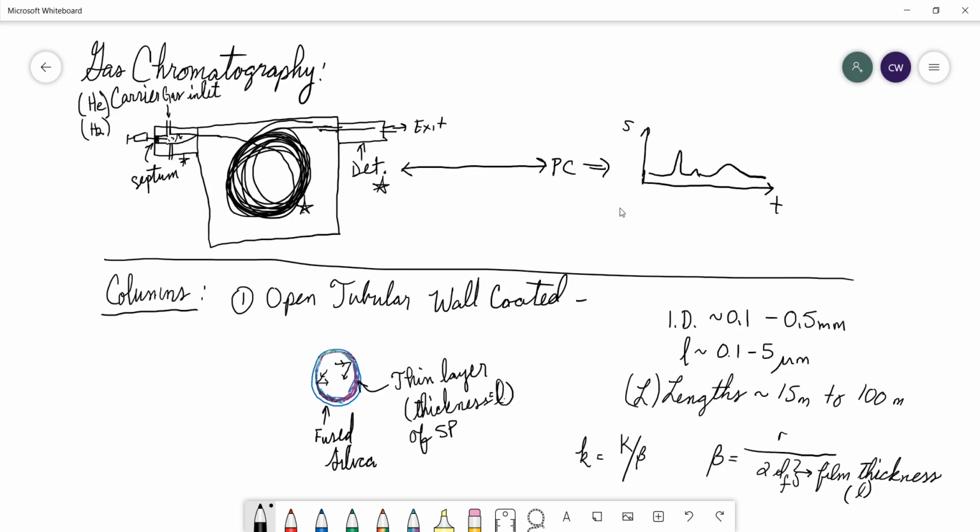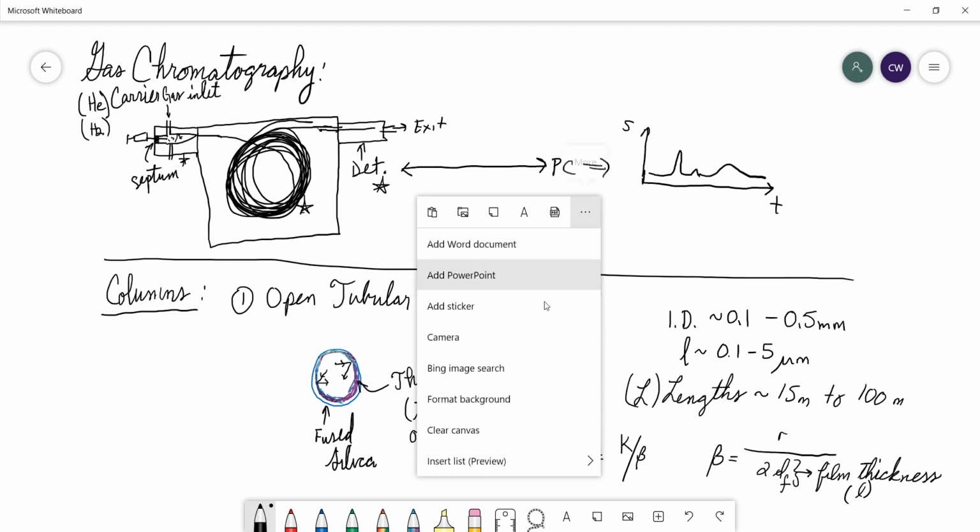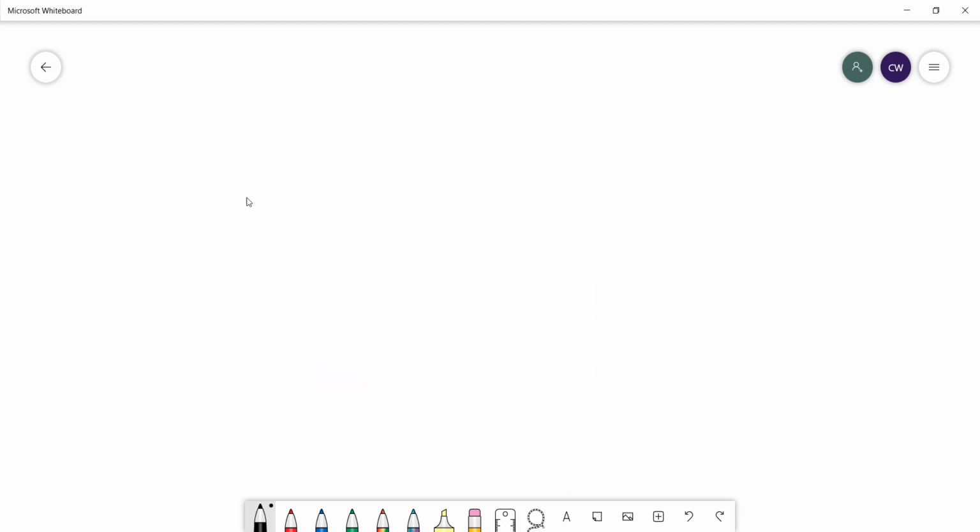All right. So in the last recording, we started going over open tubular wall-coated columns, also known as capillary or thin layer columns. Okay. In this video, I want to start out by going over some of the other column types.